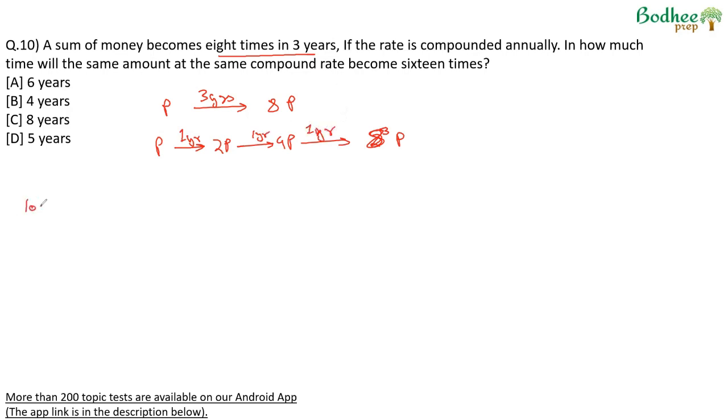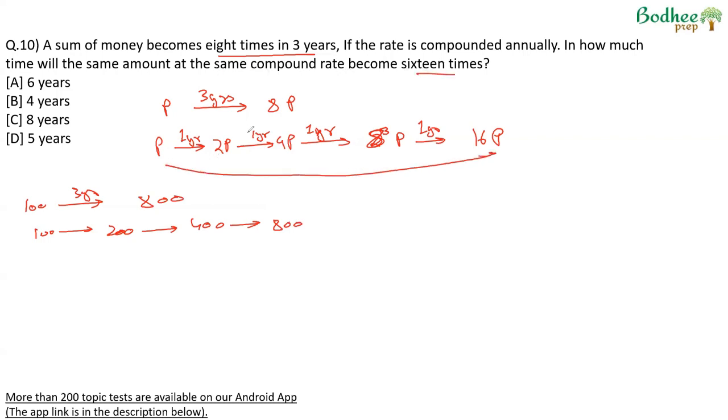That is to say, if 100 becomes 800 in 3 years, that will only happen when 100 becomes 200 in the first year. Then 200 doubles to 400 in the second year, then 400 doubles to 800 in the third year. That means principal is doubling every year. So if we continue like this, in the next 1 year, 8P will double to 16P. So in what time will the principal become 16 times? P to 16P will happen in 1 plus 1 plus 1 plus 1, that is 4 years time.